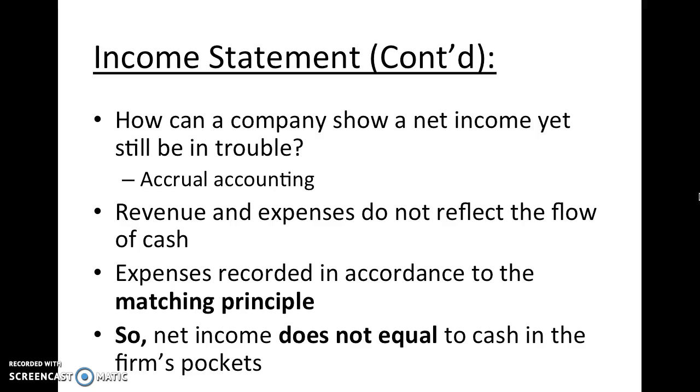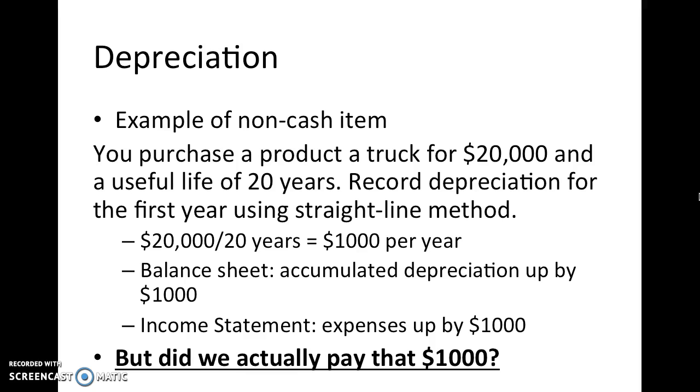For example, you owe $100 for a telephone bill. You should record that telephone bill for the month. You should not wait until you pay the $100 bill for you to record expenses. This is where things get a little bit tricky, and this is where we have a discrepancy between cash flow numbers and net income numbers, or income statement numbers. Okay? And net income does not equal the cash in the firm's pockets.